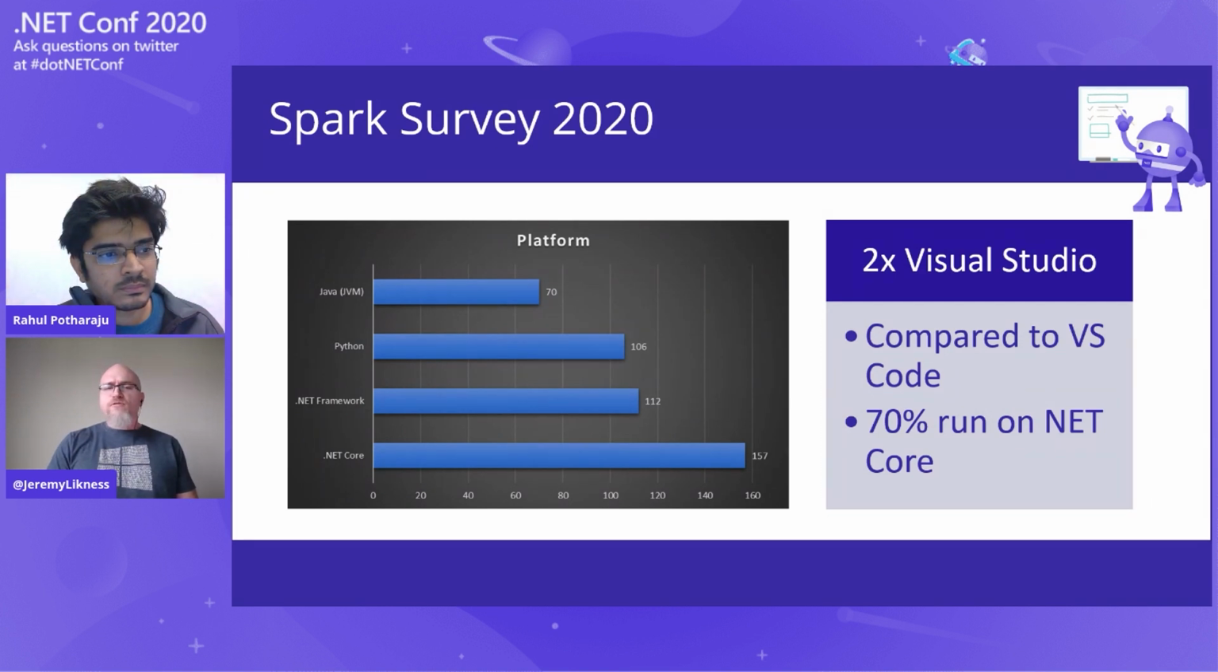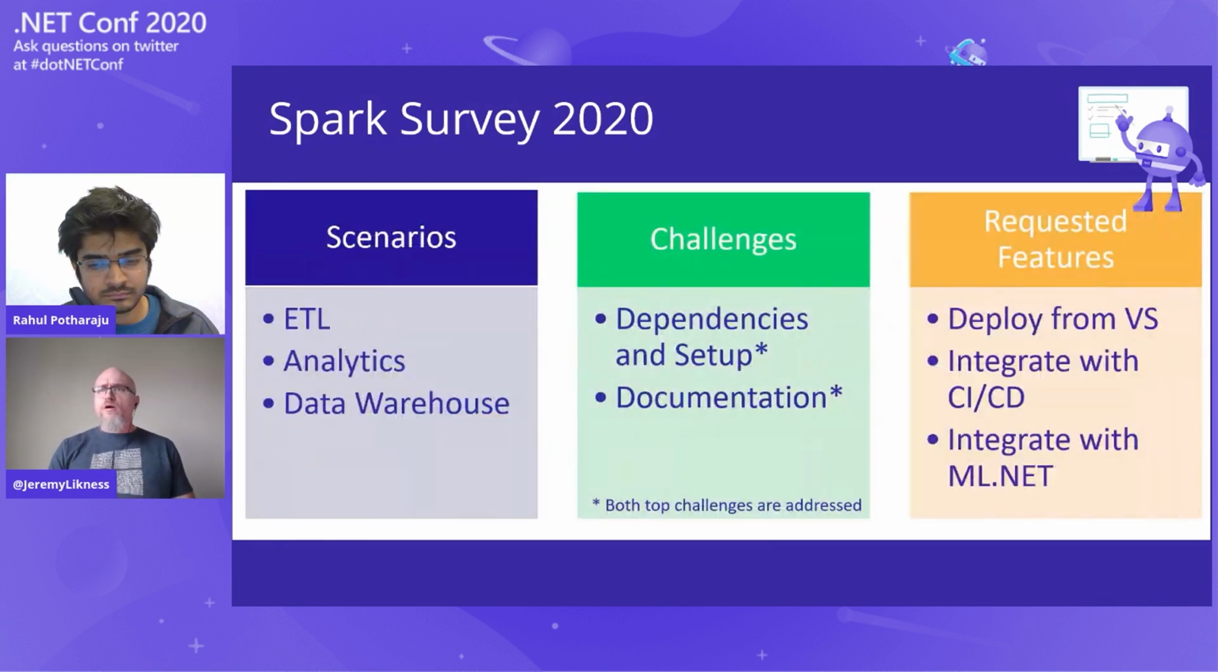As far as platforms, we noticed that 2 times the number of people were using Visual Studio compared to Visual Studio Code, and 70% were running on .NET Core. The team was looking at whether these workloads mostly run on .NET Framework or .NET Core. It turns out there are a significant amount on the .NET Framework, but a vast majority are on .NET Core. And then we went across the board. We asked a lot of questions, but we wanted to know what scenarios people are using for big data and .NET for Spark. It turns out the common scenarios are extract, transform, load, analytics, and data warehouse.